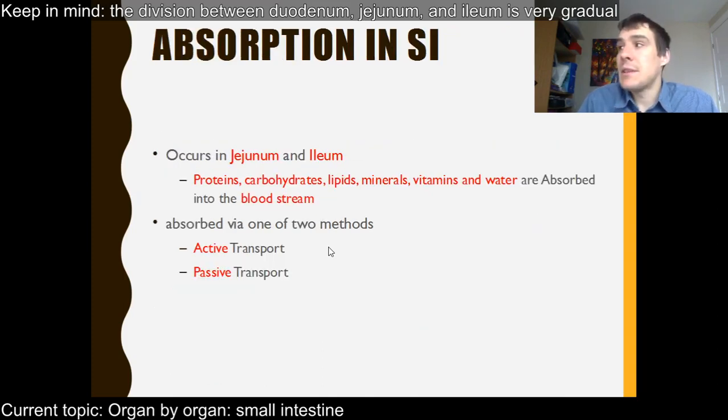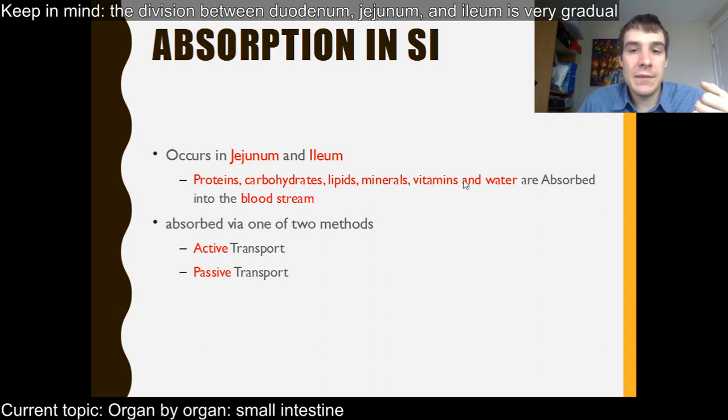Talk about absorption in the small intestine. This happens in the jejunum and the ileum. All of these things that we've been breaking down: proteins, which are done in the stomach and the small intestine by pepsin in the stomach and trypsin in the small intestine. Carbs, amylase, in the mouth and in the small intestine. Lipids, which is the bile, and then the lipase acts on lipids in the small intestine.